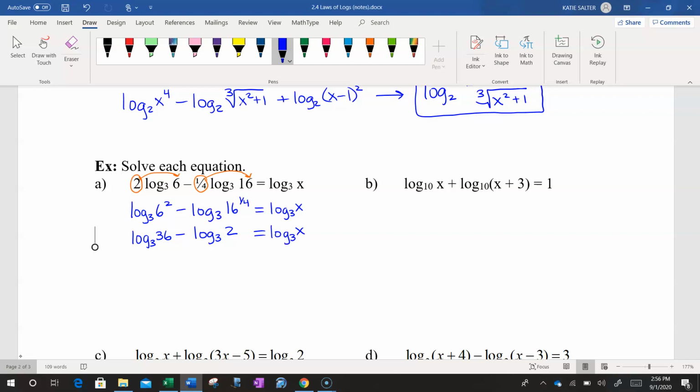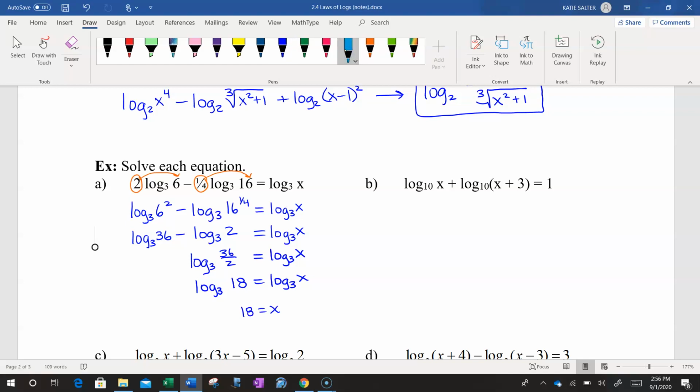Now that we have cleaned up each logarithm and we don't have any coefficients left, we can now condense it to be one logarithm by subtracting. And remember, when we subtract two logarithms, it becomes a quotient. So this becomes log base 3 of 36 divided by 2 equals log base 3 of x. So that's log base 3 of 18 equals log base 3 of x. And then property of equality for logarithms, if we've got a log with the same bases equal to each other, then the insides must be equal and 18 must be equal to x.